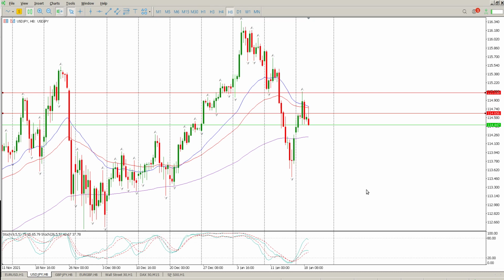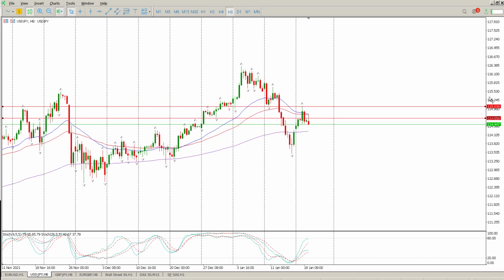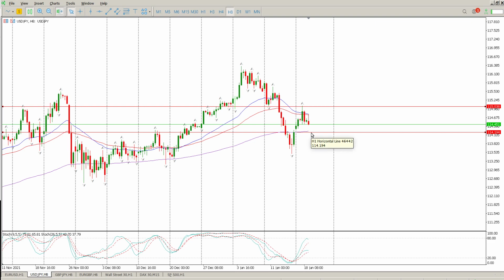Moving across to US dollar Japanese yen, and if you look here, it's completely different picture. It looks like there's a continuation to the downside. There is a gap here, and I think that is the area that you do need to pay attention to. So these weekly gaps are critical because they do often get filled. You've got a cross over the oscillators. That's an area that I'd be looking for support, 114,194.